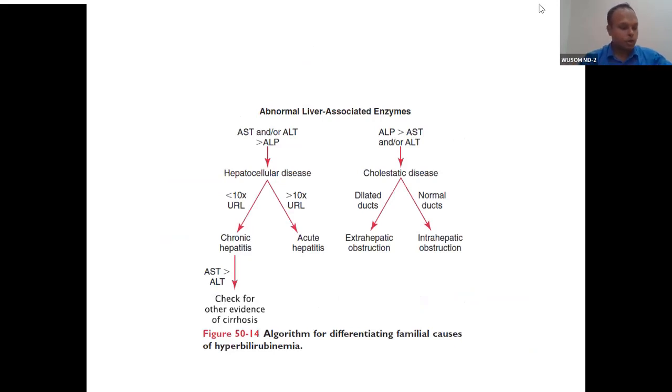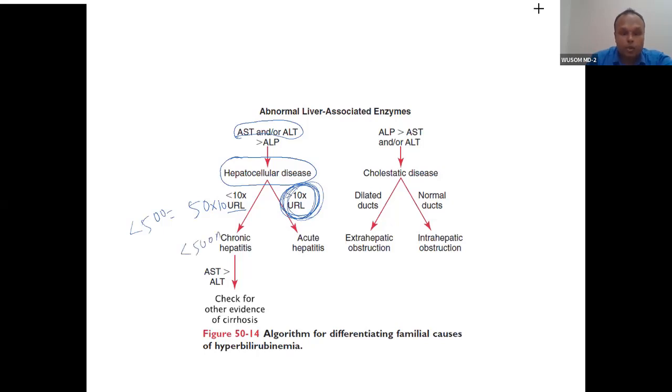Now it is very easy, now you can easily segregate. Hepatocellular will have very high ALT, AST, more than 10 times the upper reference limit. If the normal is 50, multiply 5 into 10, it will be more than 500. So hepatocellular will have ALT, AST more than 500 in acute cases. In chronic cases, it will be less than 500.